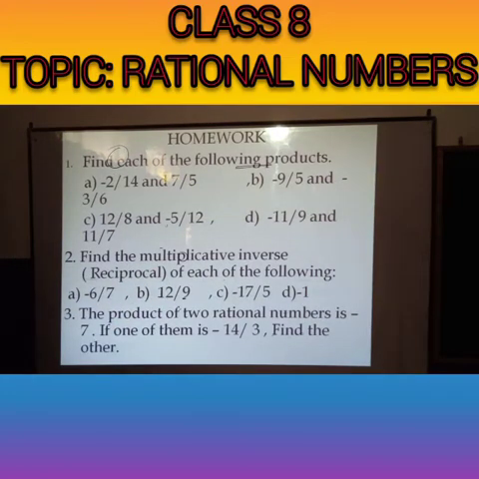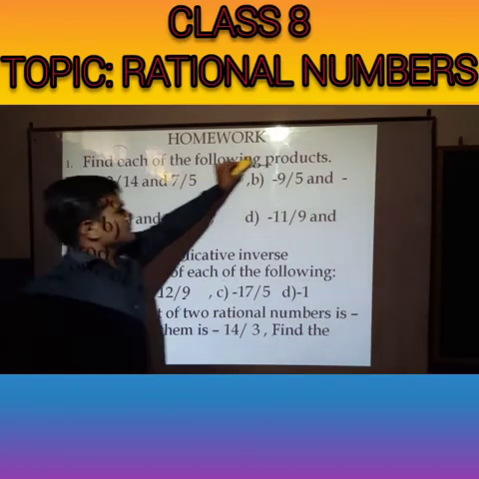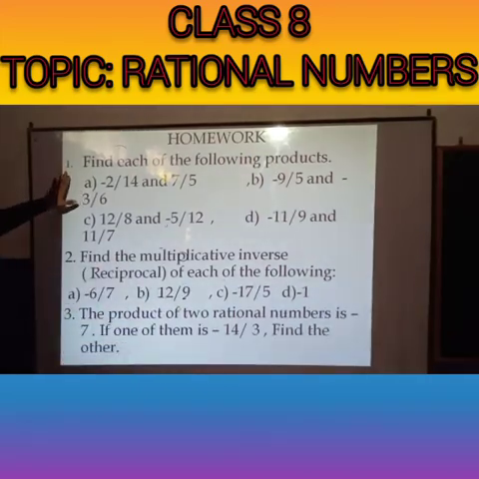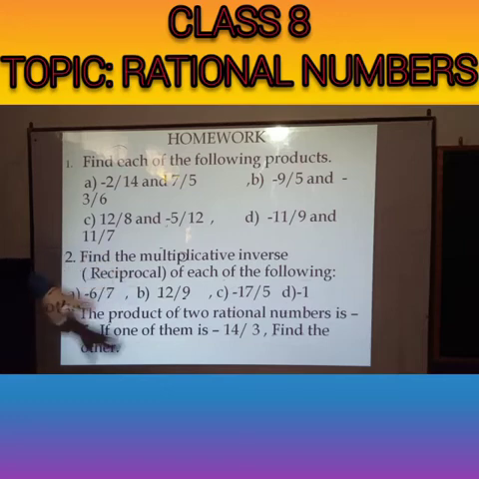Now this is the homework. In the first question you have to find the product of the given rational numbers, and in the second one you have to find the multiplicative inverse, that is the reciprocal, of the given rational numbers. Means the reciprocal of minus 6 upon 7 is 7 upon minus 6, like that you can find parts B, C and D. And in the third one, it is given that the product of two rational numbers is minus 7, and if one of them is minus 14 upon 3, find the other. Like the last question, you have to solve the third one. I hope it is clear.